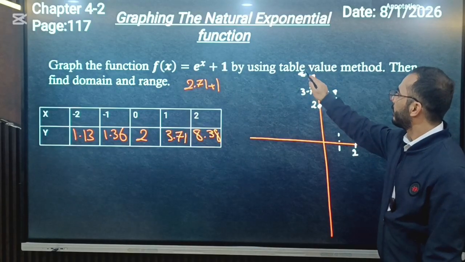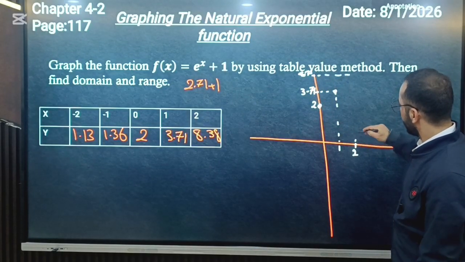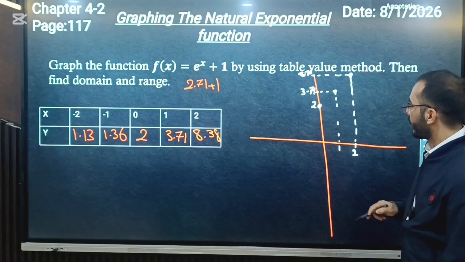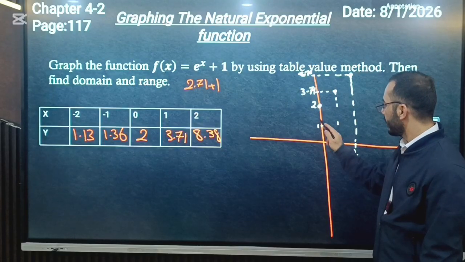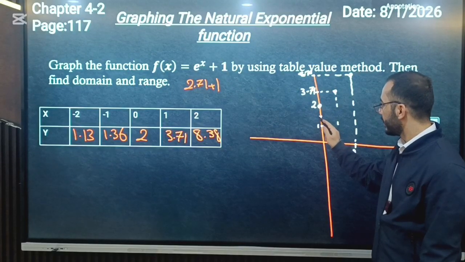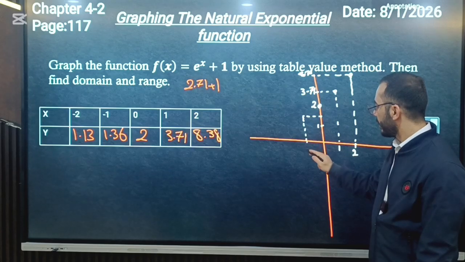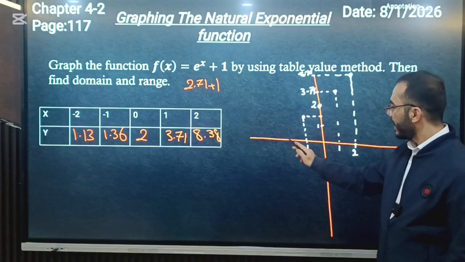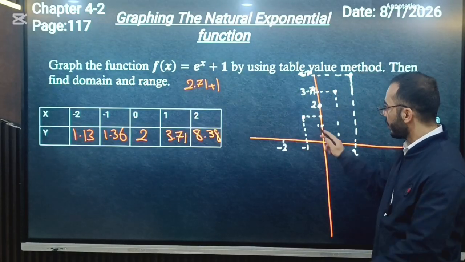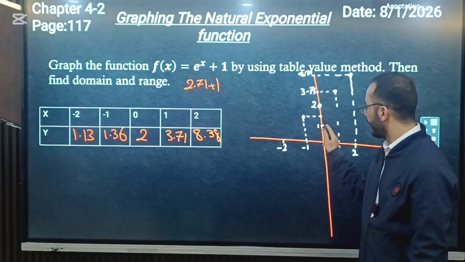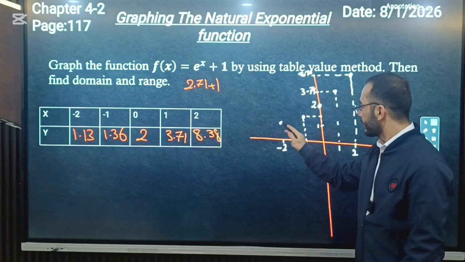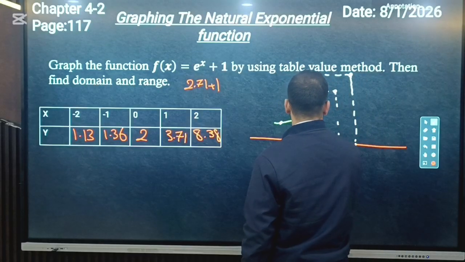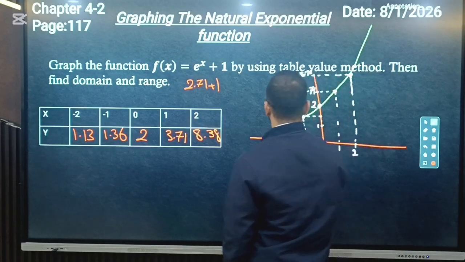Here it is. And at negative 1, we have 1.36. So imagine here is 1, so 1.36, let's just imagine it's over there, at negative 1. So here is going to be the place of the point. And at negative 2, we have 1.13, which is lower than this point. So let's imagine it's over here. Almost. And then finally, we are just going to connect these points. This is going to be the graph.